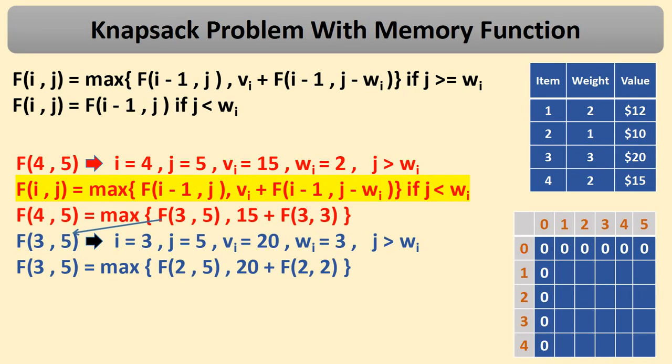So first we have started filling from the bottom, that is f of 4 comma 5. When we started finding the solution for f of 4 comma 5, we got f of 3 comma 5 and 3 comma 3. But we don't know what the values are. So that's why we are deriving the solution for f of 3 comma 5. Now we have to find the value of f of 3 comma 3.